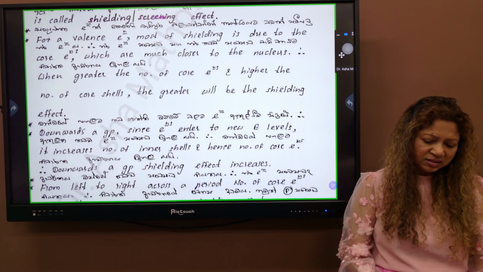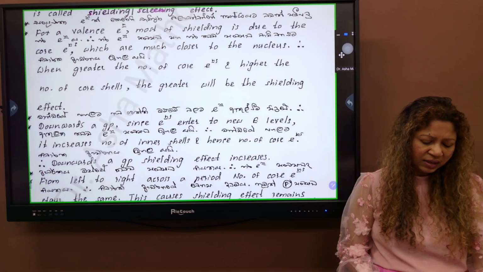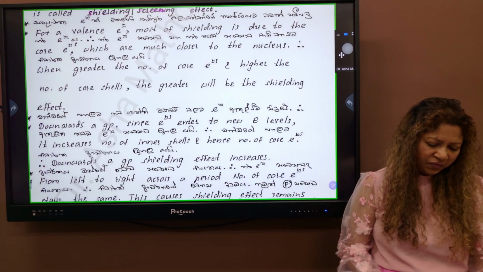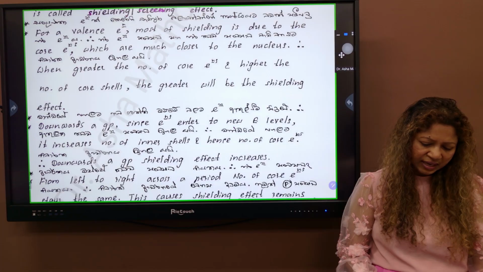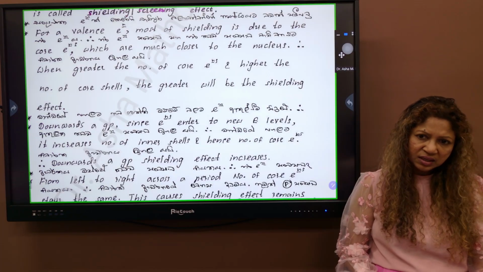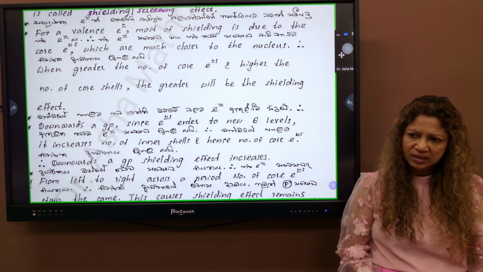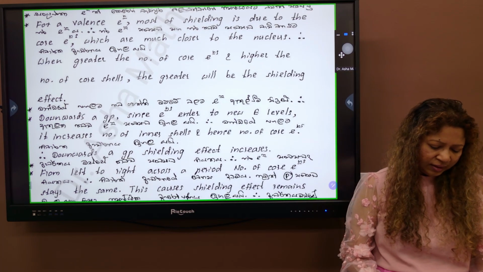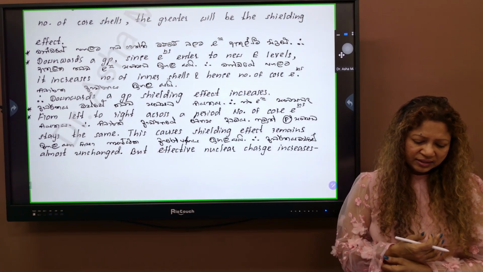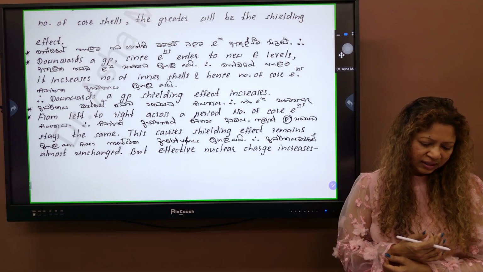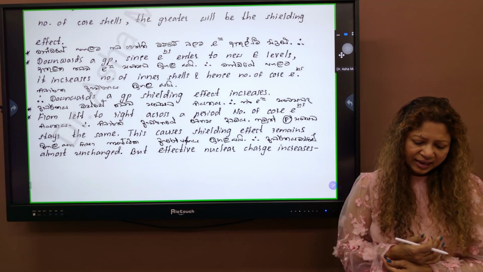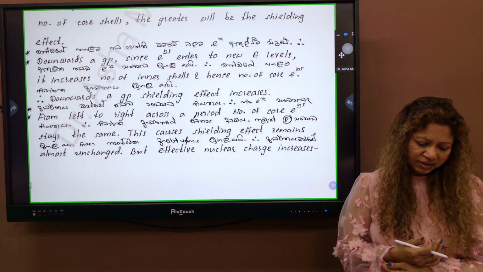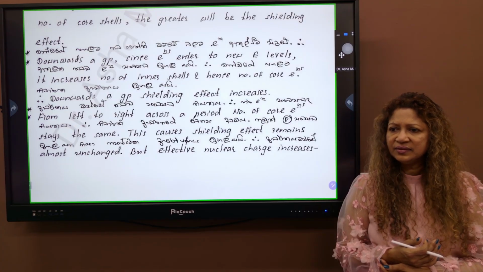For valence electrons, most of shielding is due to the core electrons, which are much closer to the nucleus. Therefore, the greater the number of core electrons and the higher the number of core shells, the greater the shielding effect. Downwards a group, since electrons enter new energy levels, it increases the number of inner shells and hence the number of core electrons. Therefore, downwards the group, shielding effect increases.